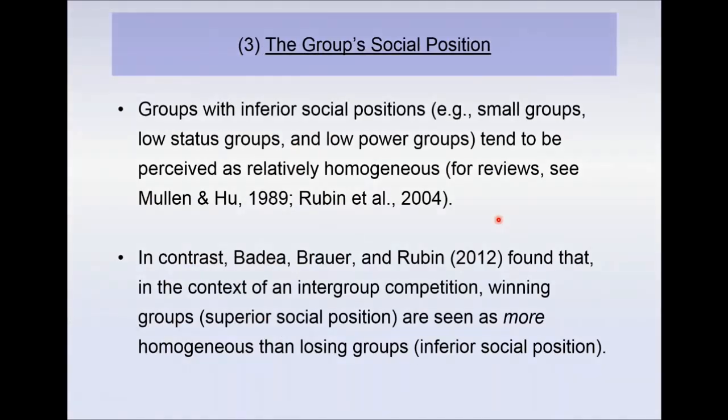Let's move on to that third point, which is the group's social position. So we're talking here about whether or not groups are small or large, low or high status, or low or high in power. And these social position effects may be due to the sort of objective differences in actual group variability that I just mentioned. So it may be that, in other words, that small groups are actually more homogeneous, or that high power groups are actually more heterogeneous because of real world factors causing those actual objective differences.